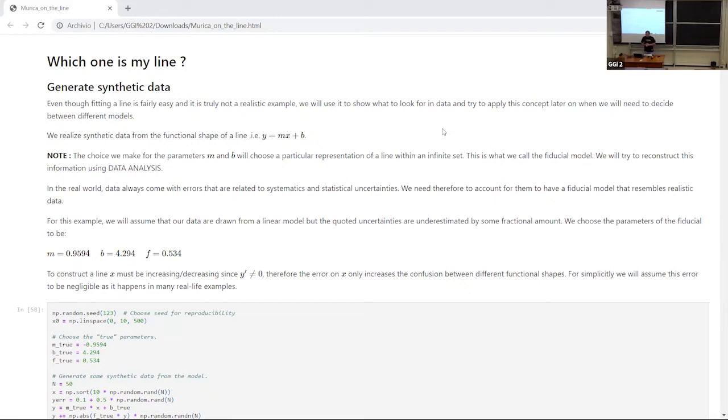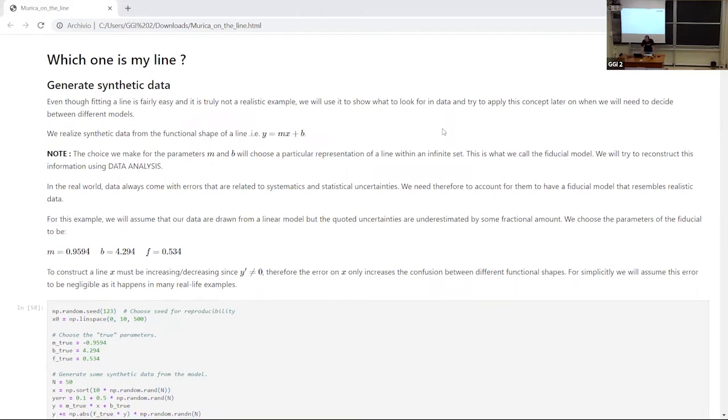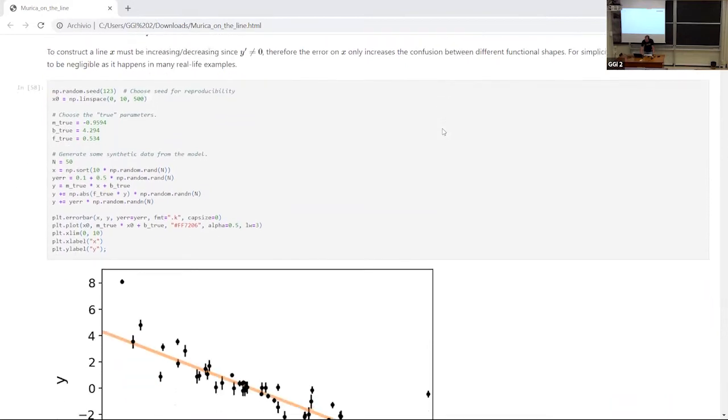So we will include the error only on the y and not on the x, because the error on the x will only make the confusion between models more prominent and will not really be important for the reconstruction of m and b. And this is because basically the line is an increasing function. We know that the derivative should be positive, or negative, depending on the slope. And so this will only increase the confusion that we have in describing the model, but will not impact the considerations on m and b.